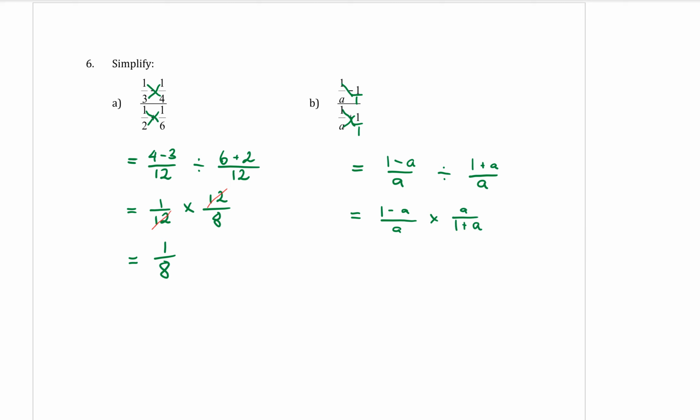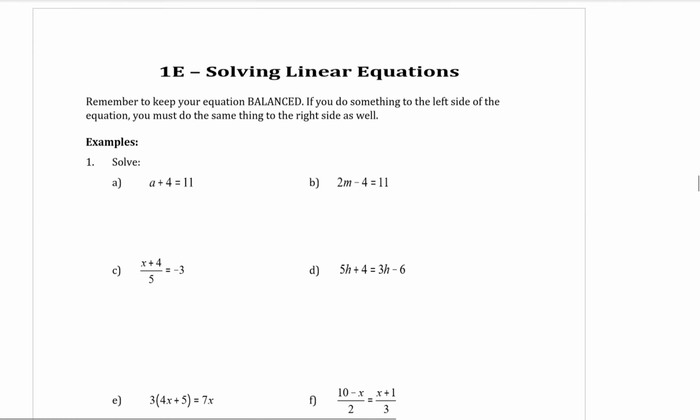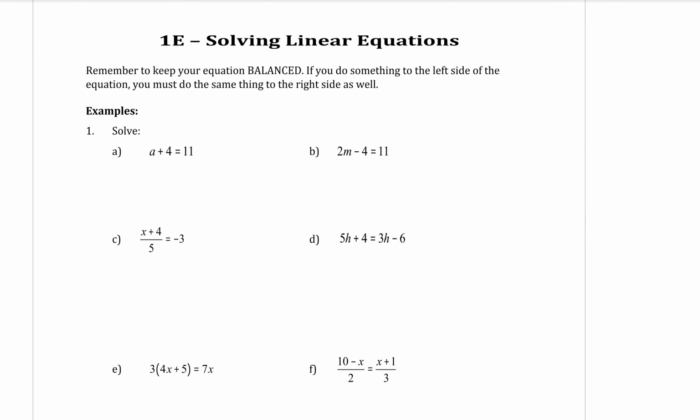All right, looking for things that can cancel. A on the bottom, A on the top. I have left 1 minus A over 1 plus A. Can I cancel the A's? Those ones, yes. Those A's, no, I cannot. So don't fall for that. All right. There are your questions there for D. E and F aren't quite as big.